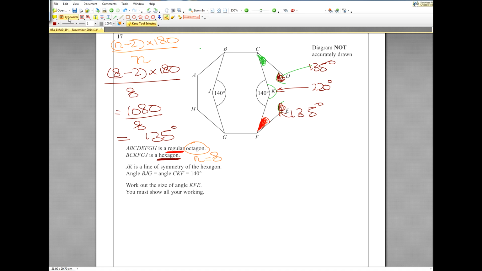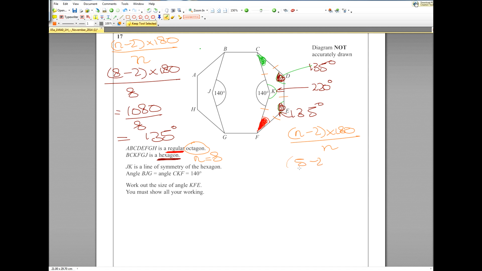Alright, let's try that again. So the n minus 2 times 180 divided by n. Now we're dealing with a hexagon, yeah? I'm sorry, no, that's a hexagon here. Pardon me. This shape here, what's the shape here? This shape is a pentagon, isn't it? Yes, it's 5 sides. 1, 2, 3, 4, 5. Let's put 5 in there.